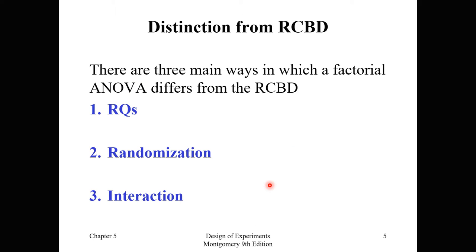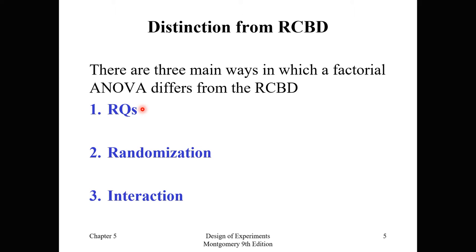Okay, so distinction from the randomized complete block design, there are three main ways that we can distinguish the factorial ANOVA from the randomized complete block design. First is the research question. So in the research questions, this is where we're asking about the variables that we're interested in. What do we think affects what? So in the randomized complete block design, we would just have the independent variable in the research question. We might say something like controlling for blank. Actually, even there, it's hit or miss.